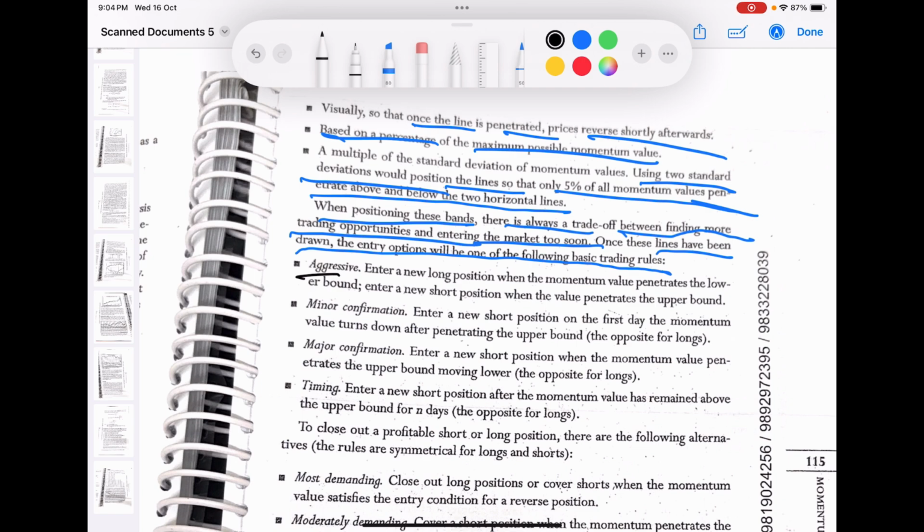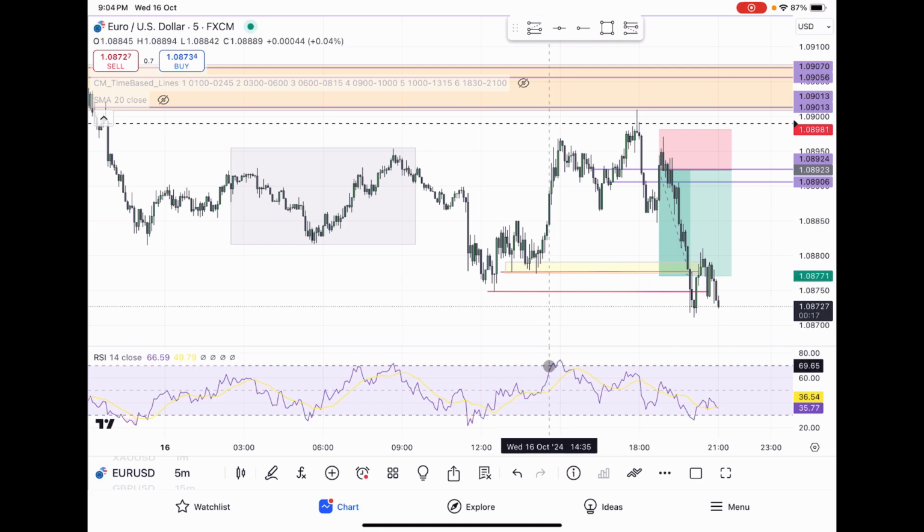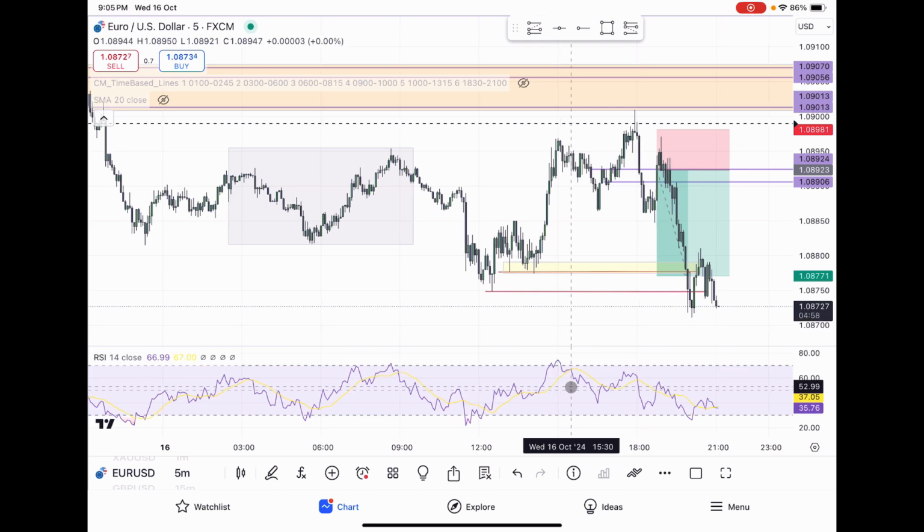So, the first thing is aggressive. Entering a long position when the momentum value penetrates the lower bound, entering a new short position when the value penetrates the upper bound. So that is aggressive. We are not waiting for it to cross back down. We are just waiting for it to cross up. The moment it crosses up, you are selling. That is very aggressive. If you could have waited for it to cross up and then cross down, then you are being conservative.